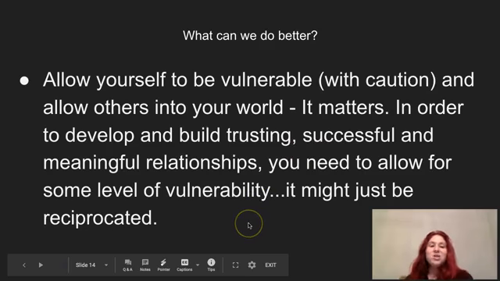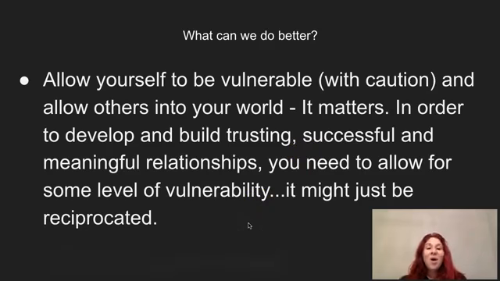Okay, what can we do better? This is really a note to myself, but I'll tell you guys too. I have a challenge with trust, and it's why I picked it. So it's a note to myself and maybe a note to others: allow yourself to be vulnerable with caution, probably extreme caution in my case, and allow others into your world. It matters.